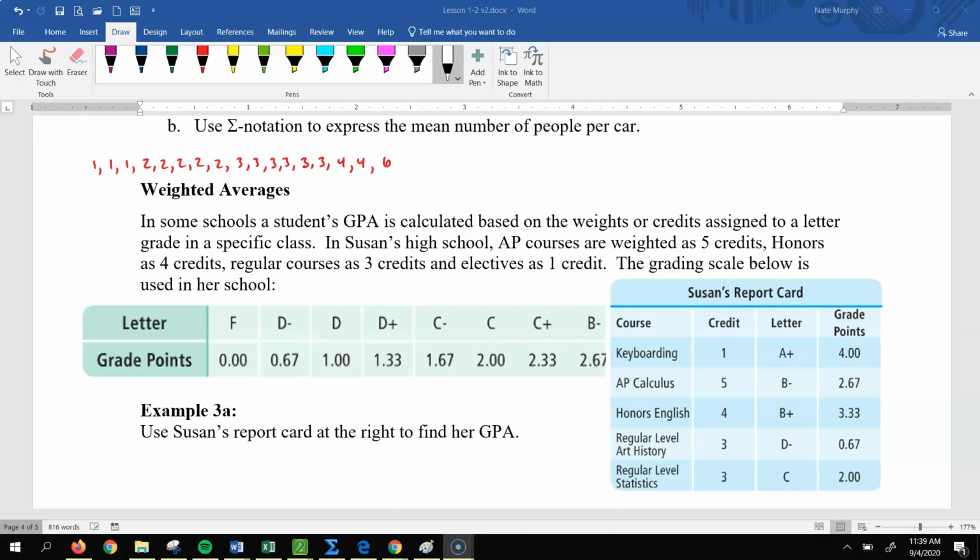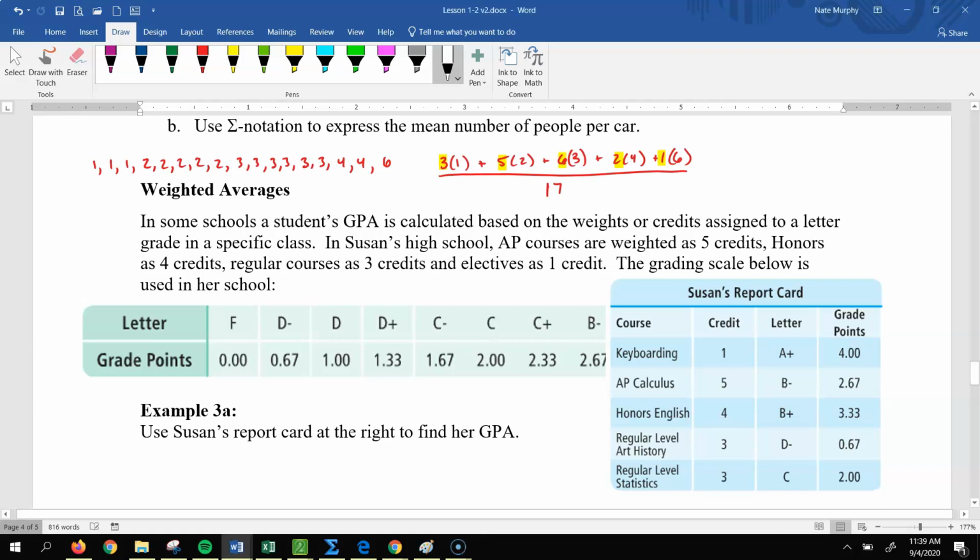So a faster way, or possibly a better way to find the average here would be to do this. Would be to say, okay, I have 3 1's, and I have 5 2's, I have 6 3's, I have 2 4's, and I have 1 6. And so I could type it in this way in my calculator instead, and then divide by how many there are. Well, doing it this way is what we call a weighted average. Because what I'm doing is I'm giving a weight to each number. So for the number 1, there were 3 of them, so my weight would be 3. For the number 2, there are 5 of them, so my weight would be 5, and so on.